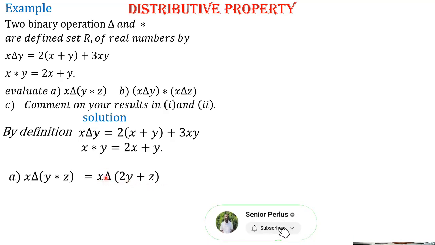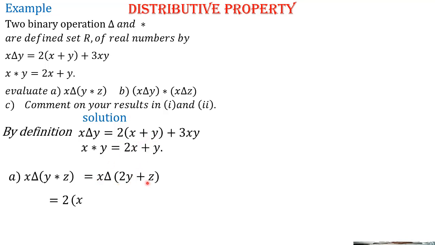So like I said, there's a triangle here, so we are using the first definition. So the first definition, right? 2 times S. Our S is still S. Plus Y. And we said the whole of this is our Y. So plus 2y plus Z. Good.